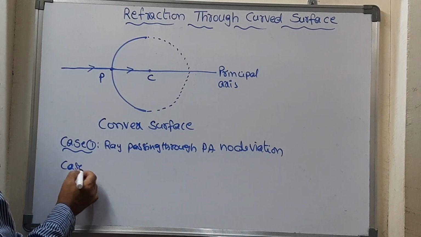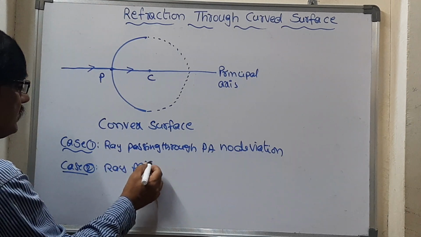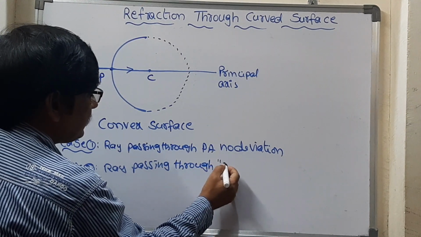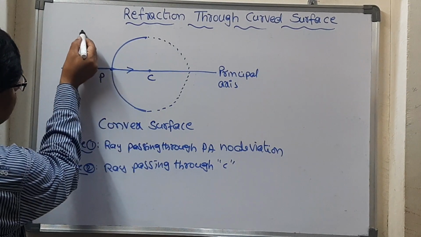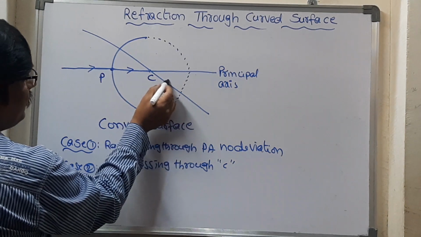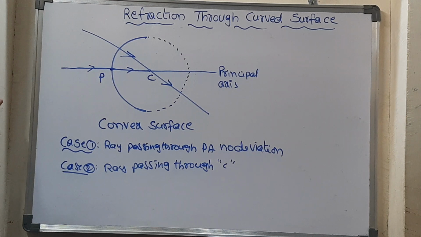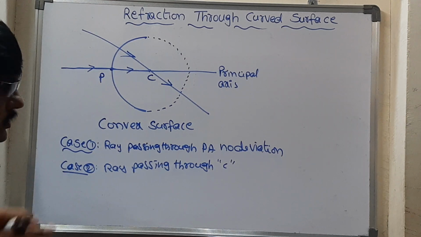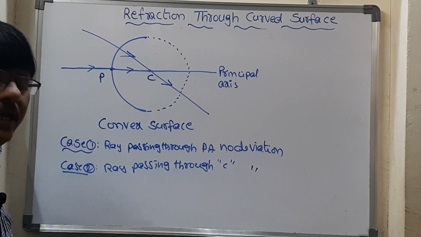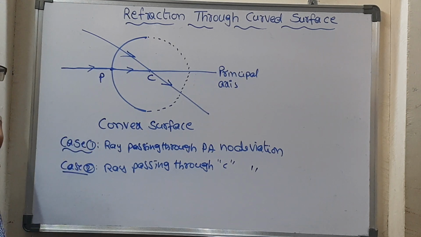The second case: if the ray is passing through C, the center of curvature, then what will happen? Now let us see. If the ray is passing like this, what did you notice? There is no change in the incident ray. The ray is not going into any deviation. So the same answer, the refracted ray is not deviating. If it is passing through C, there is no deviation. So now the third case.